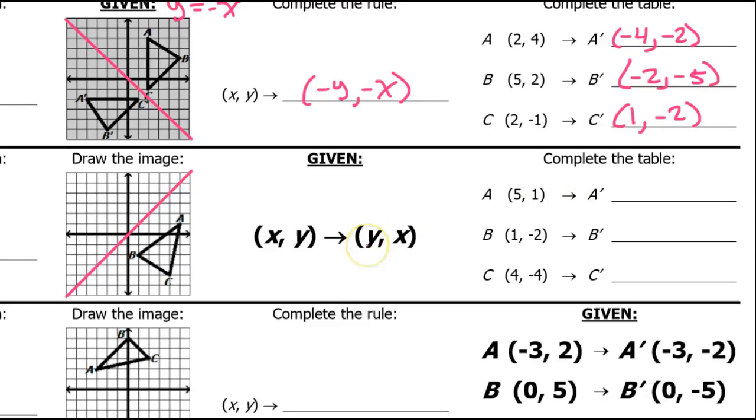So this says just reverse the x and the y. So this will become 1, 5, negative 2, 1, and negative 4, 4. So 1, 5. Negative 2, 1. Negative 4, 4. And that's it.